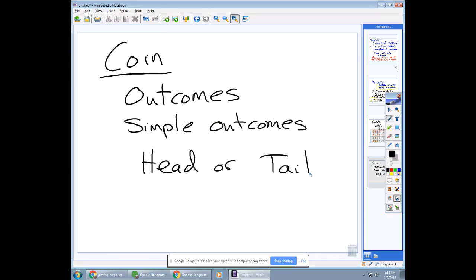Okay, so coins. I've got some coins. I don't have any in my pocket. I've got some fake plastic ones here. Make sure that has a head and tail. Okay, so those coins have heads and tails, right? So we flip a coin, and we want to find the probability of getting a head.